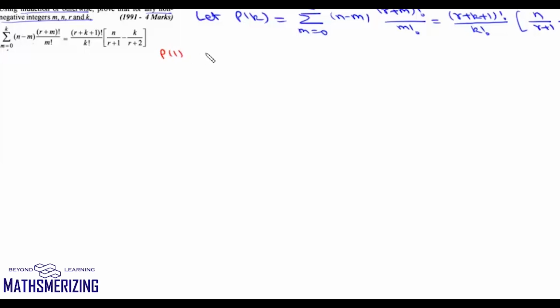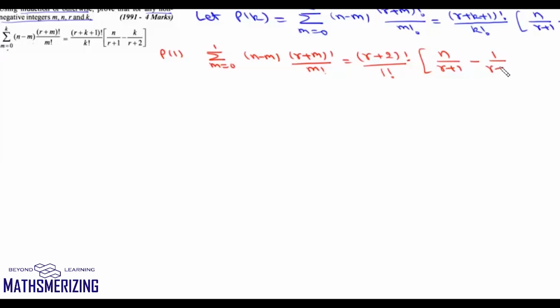So I'll put k as 1. If I put k as 1, I'll get this summation, m varies from 0 to 1, (n minus m) (r plus m) factorial upon factorial m, and this is factorial (r plus 2) upon factorial 1, times (n upon r plus 1 minus 1 upon r plus 2). So now I'll put the value of m as 0.